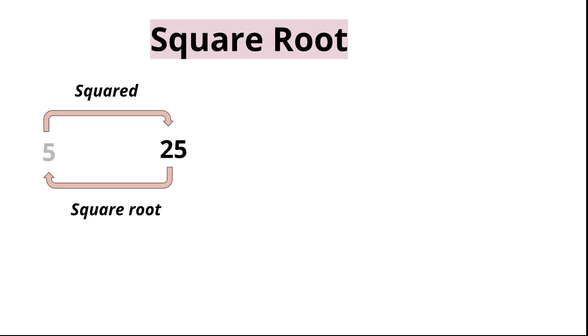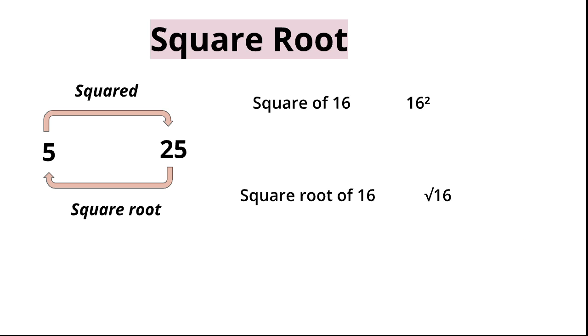Let us see an example. Square of 16. How can we represent square of 16? 16 raised to the power 2. How can we represent the square root of 16? With this symbol. So in this example 16 raised to the power 2, 2 is called as the exponent and 16 is called as the base. It's quite simple. 16 square is equal to 256. Square when shifted to the other side becomes square root.